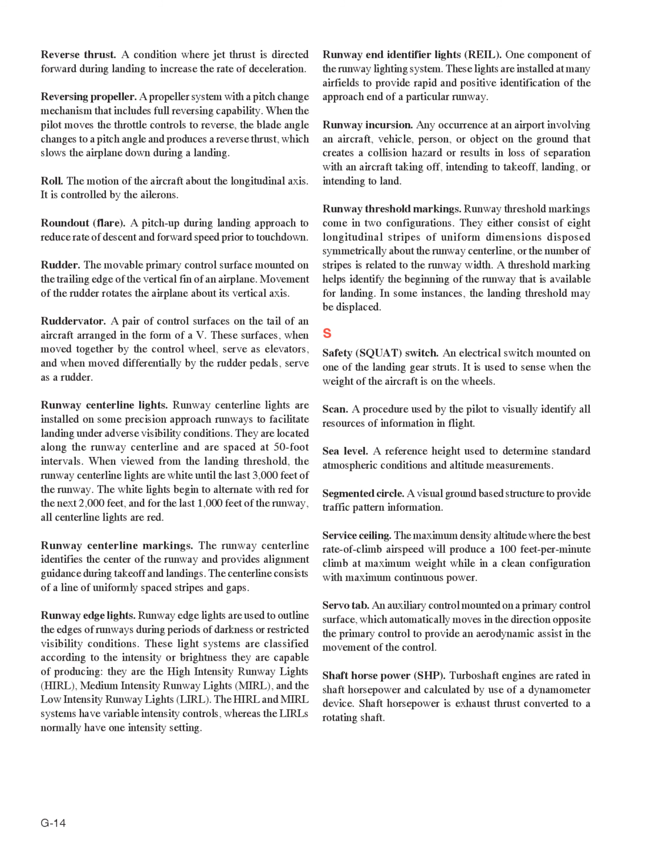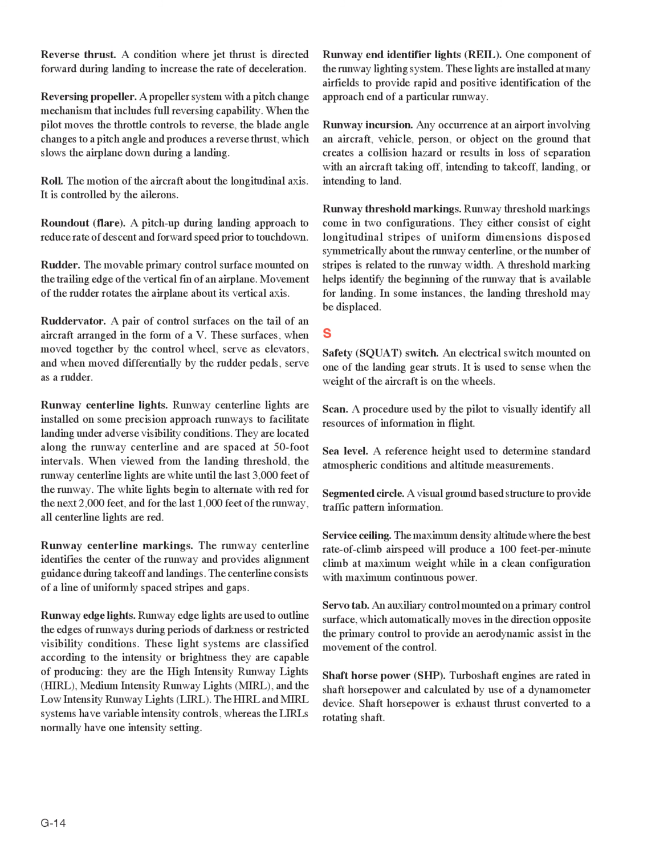Runway centerline markings. The runway centerline identifies the center of the runway and provides alignment guidance during takeoff and landings. The centerline consists of a line of uniformly spaced stripes and gaps. Runway edge lights. Runway edge lights are used to outline the edges of runways during periods of darkness or restricted visibility conditions. These light systems are classified according to the intensity or brightness they are capable of producing. They are the high-intensity runway lights, HIRL, medium-intensity runway lights, MIRL, and the low-intensity runway lights, LIRL. The HIRL and MIRL systems have variable intensity controls, whereas the LIRLs normally have one intensity setting.